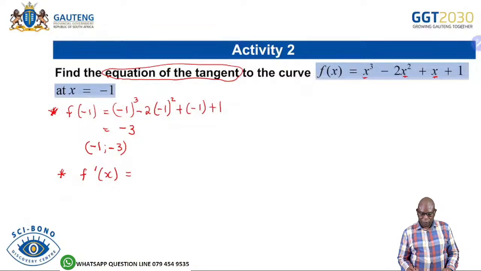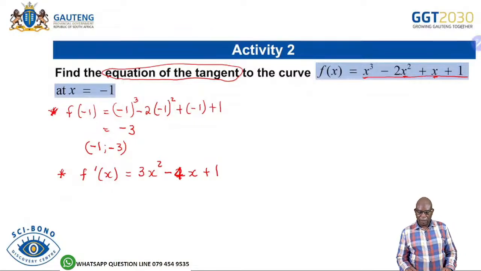The derivative of this one will be 3x squared minus 4x plus 1. So if I derive this, 3 times that is 3x squared, 2 times this is 4, 1 times this is 1. Then we're going to get that derivative.